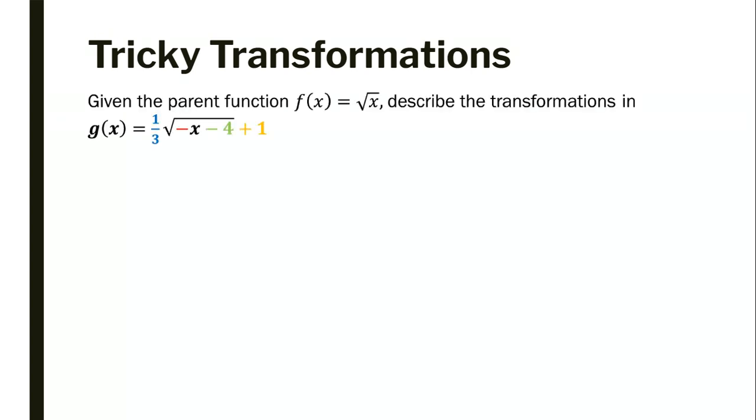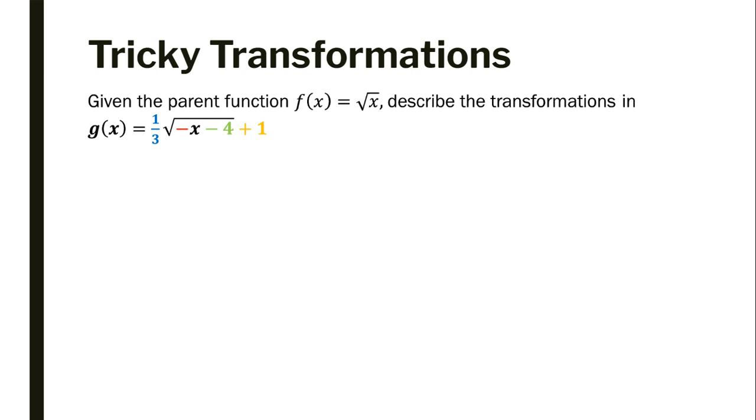Now, it's time to do a couple of tricky transformations. If you took good notes, these aren't tricky at all, but let's try the first one. So we have this function, g of x is equal to 1/3 times the square root of negative x minus 4 plus 1. Now working left to right, we're going to note every single change from the parent function.